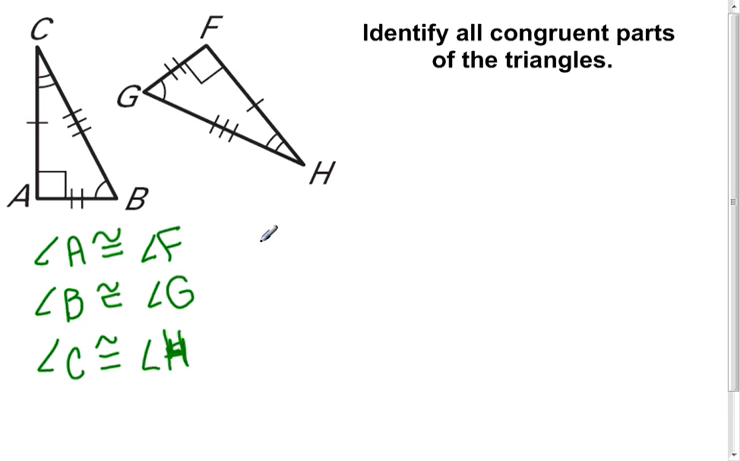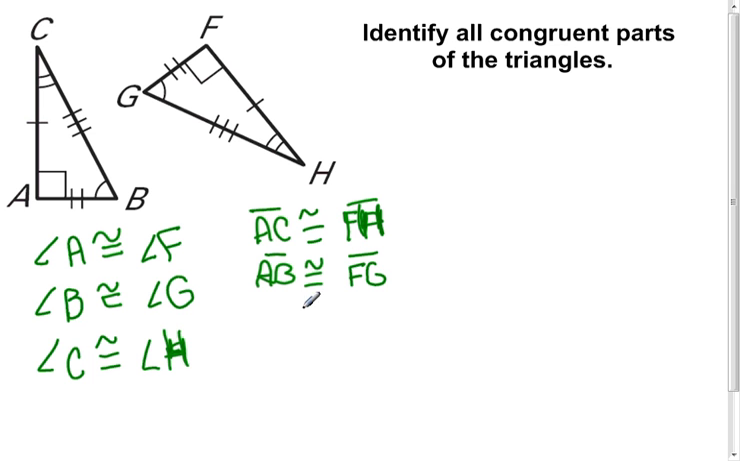Now let's move on to the sides. It looks like side AC, that one has one tick mark, is congruent to FH. Okay, and then side AB, that's congruent to side FG. We have one other thing there. We have the last side, BC, and that one is congruent to HG.